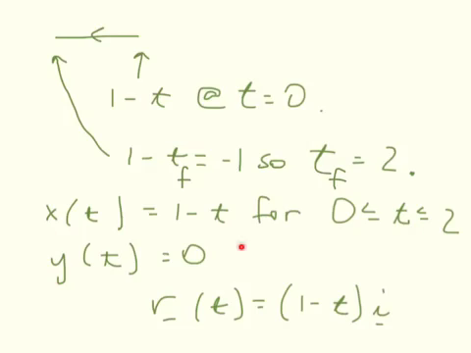And y of t is just always 0. And back in our vector notation, r of t is equal to 1 minus t i. So we finished parameterizing our paths. We're ready to start setting up the line integral.